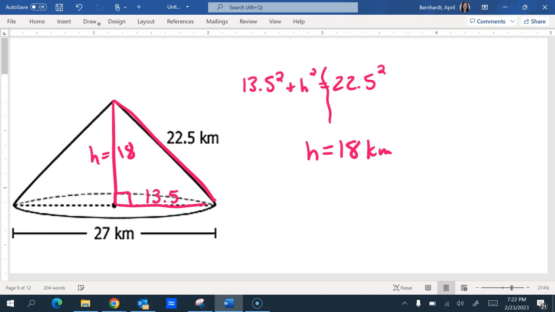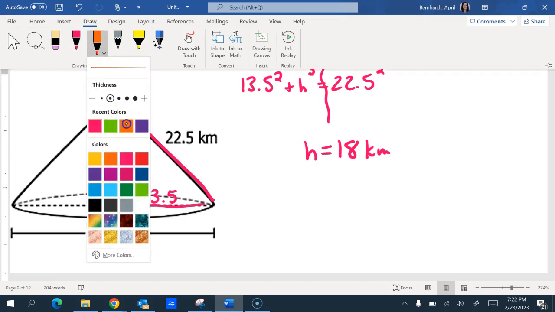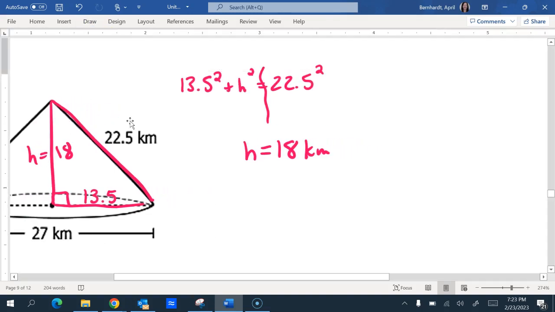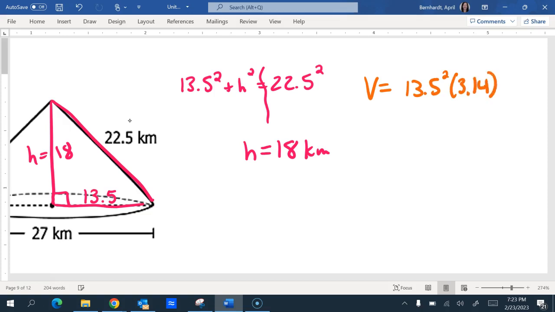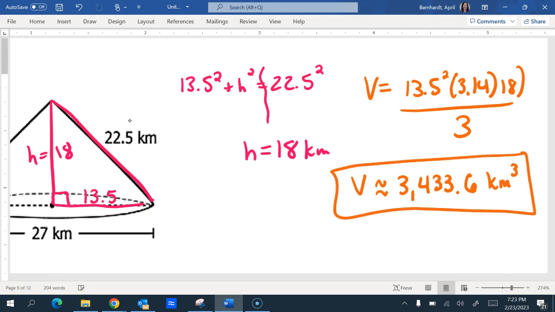All right, so the next part is, now that I have the height, switch colors here. So now I'm going to do the volume equals radius squared times pi times the height divided by 3, and the volume ends up approximately being 3,433, and I think it was rounding to the nearest tenth, right? So 0.6 cubic kilometers.